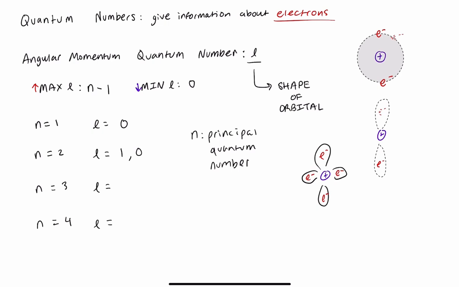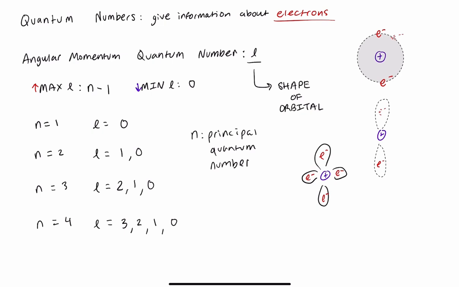All right, so let's try it for n equals 3. The maximum L value would be n minus 1. 3 minus 1 is 2. And the minimum value would always be 0. And in between, 1 is also allowed, right? Because it's between that maximum and minimum. All right, let's try n equals 4. When we do 4 minus 1, we get 3. That's our maximum value. And our minimum value is always 0. So we can fill these in: 3, 2, 1, or 0.